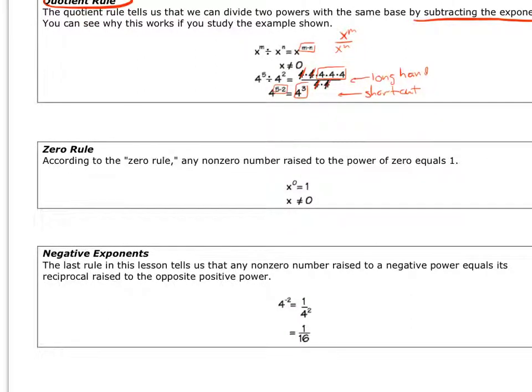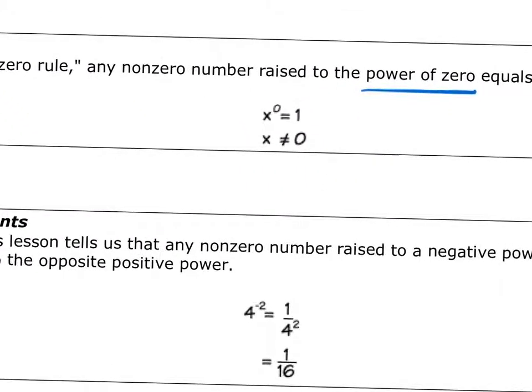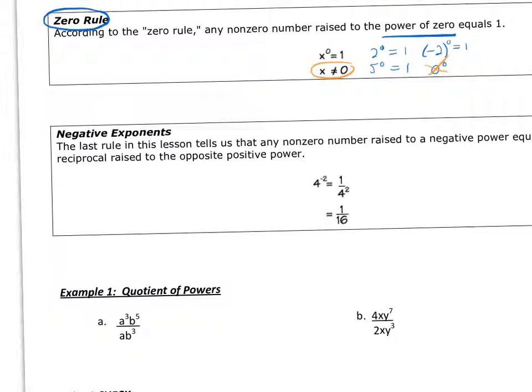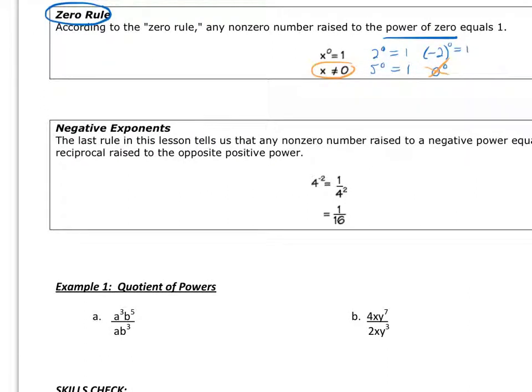The zero rule tells us that if we have any non-zero base raised to the power of 0, it's always equal to 1. So x to the 0 is 1. Okay, so for example, 2 to the 0 is equal to 1. 5 to the 0 is equal to 1. A negative number to the 0 is 1. The only thing we can't do is that. We cannot take 0 to the 0 power because x cannot be 0. The base cannot be 0. So that's a nice little thing, because if you keep that in your mind, then you have kind of a little shortcut there if you ever see that it's happening.